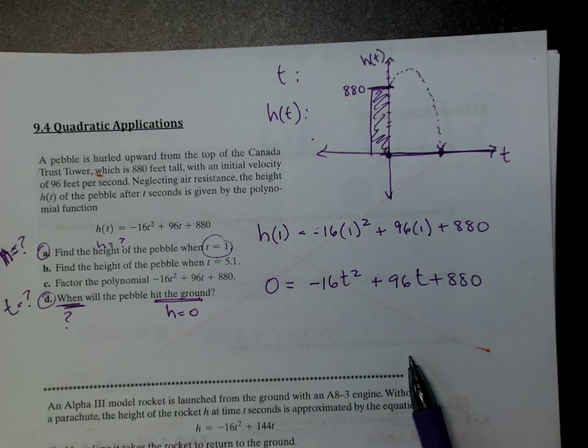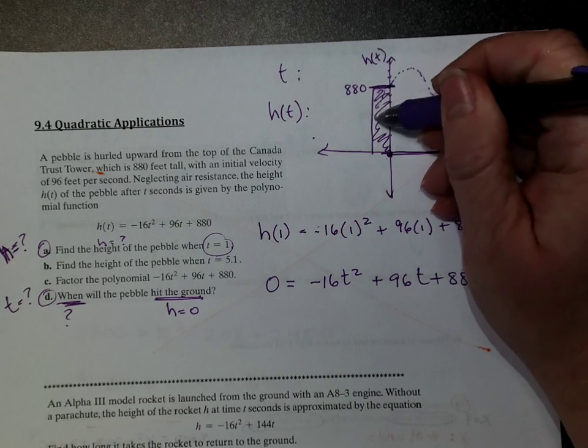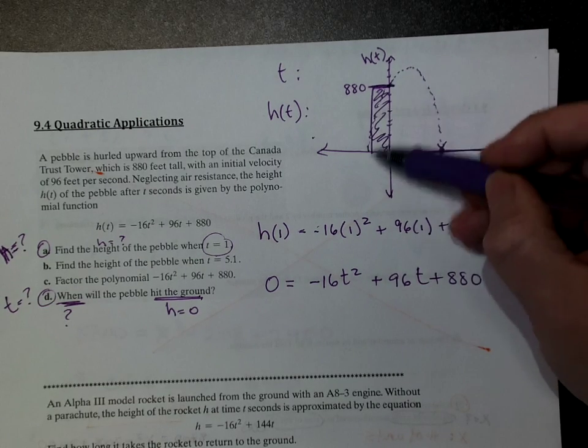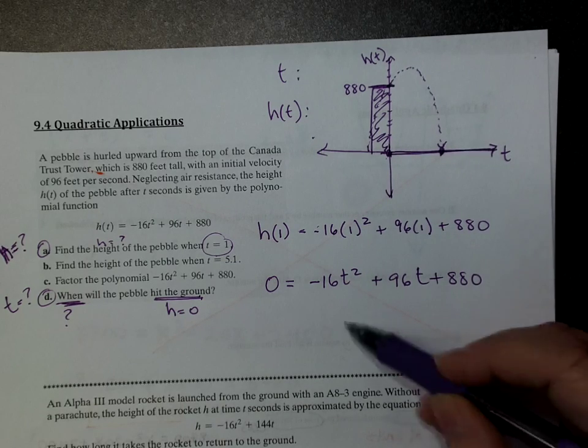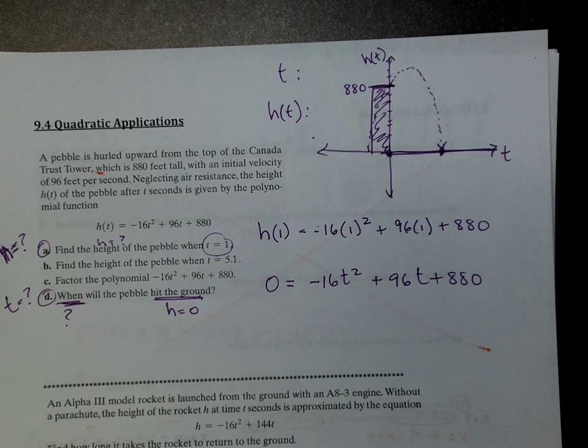And your solution is time. Can you have negative time? No. That means you went backwards in time and through the building. It's a real math solution, but it's not a real world solution. So you'll get two answers as expected, but you throw out the negative one.